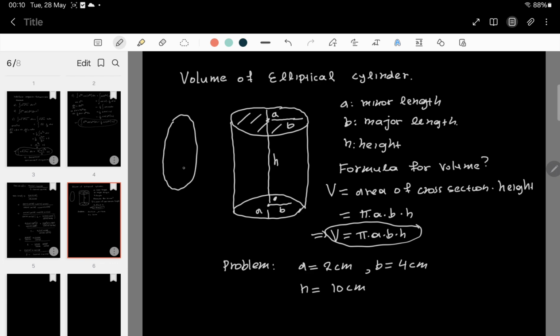We have this ellipse where this distance here is A and this distance here is B. So the area of this, measuring the inside, is pi times A times B.